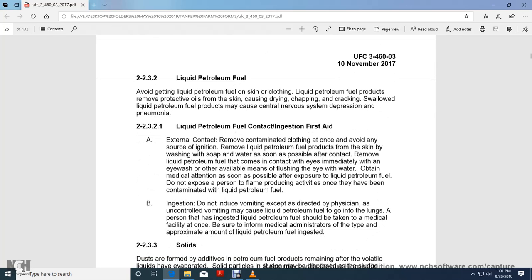2.2.3.2.1 Liquid petroleum fuel contact and ingestion first aid. External contact: remove the contaminated clothing at once and avoid any source of ignition. Remove liquid petroleum fuel products from the skin by washing with soap and water as soon as possible after the contact.